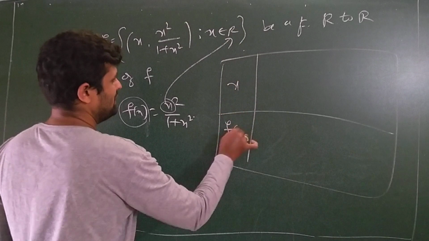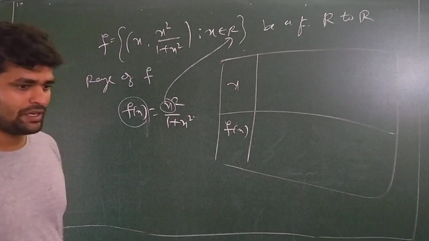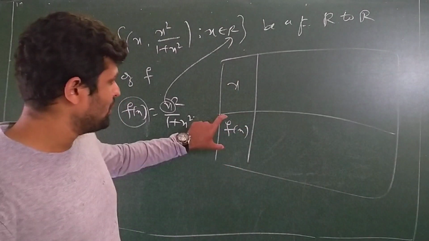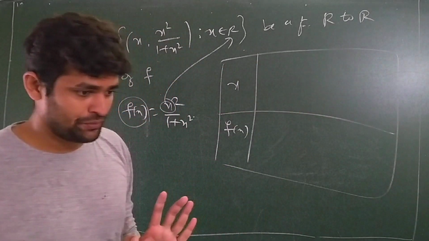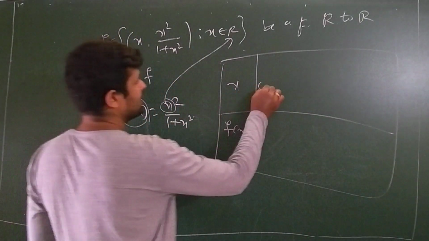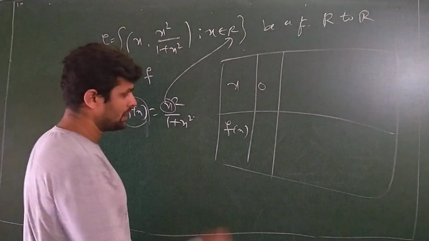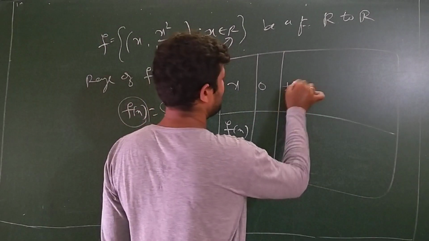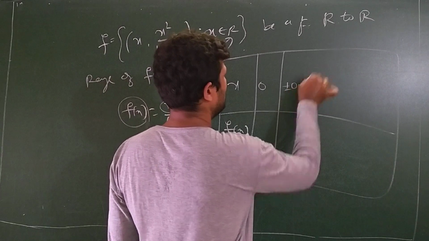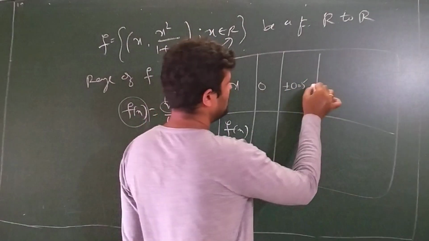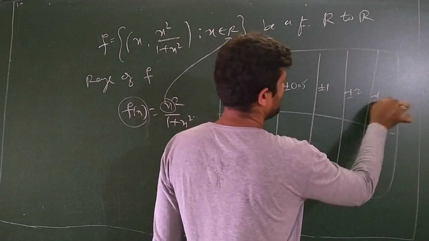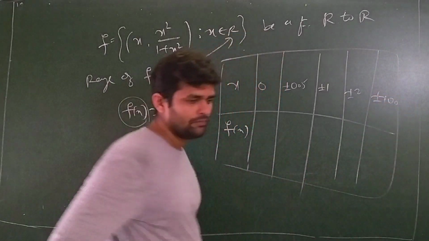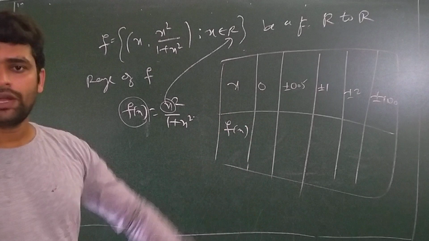This is my x. It is my f of x. Correct? The range is very simple. What are the possible values of f of x? What are the possible values you can give? I can take x is equal to 0. I can take something plus or minus 5, plus or minus 0.5, plus or minus 1, plus or minus 2, plus or minus 100. Any value you can take.